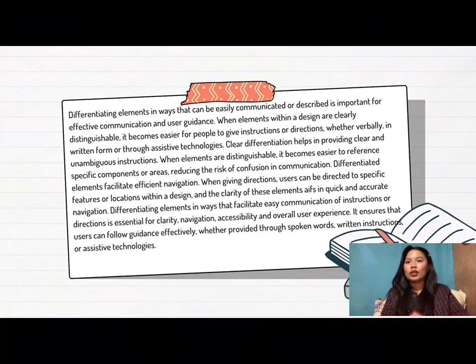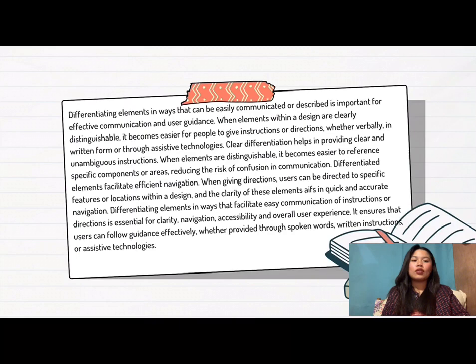Compatibility promotes accessibility by allowing individuals with sensory limitations, such as visual or auditory impairments, to use assistive technologies. Screen readers, magnification tools, braille displays, and other devices assist users with different sensory needs in accessing digital content.